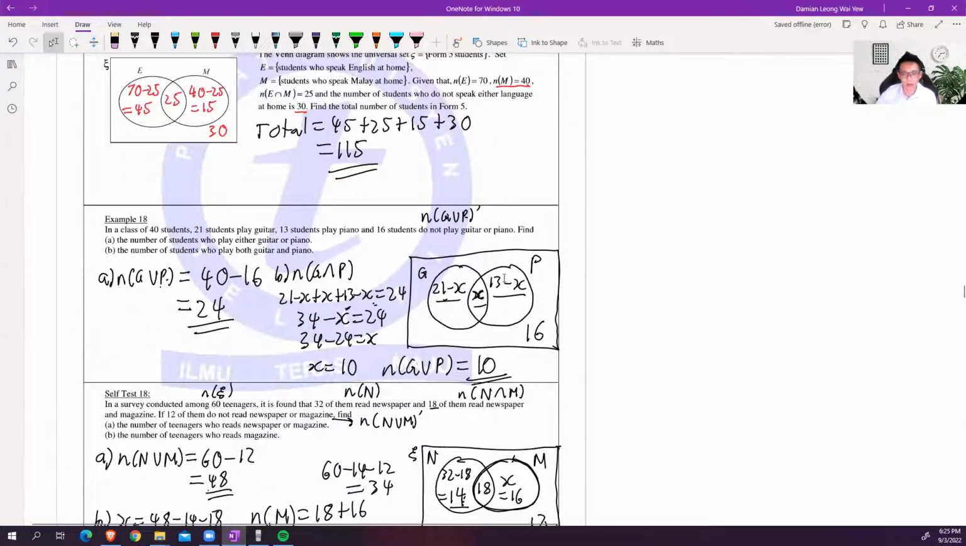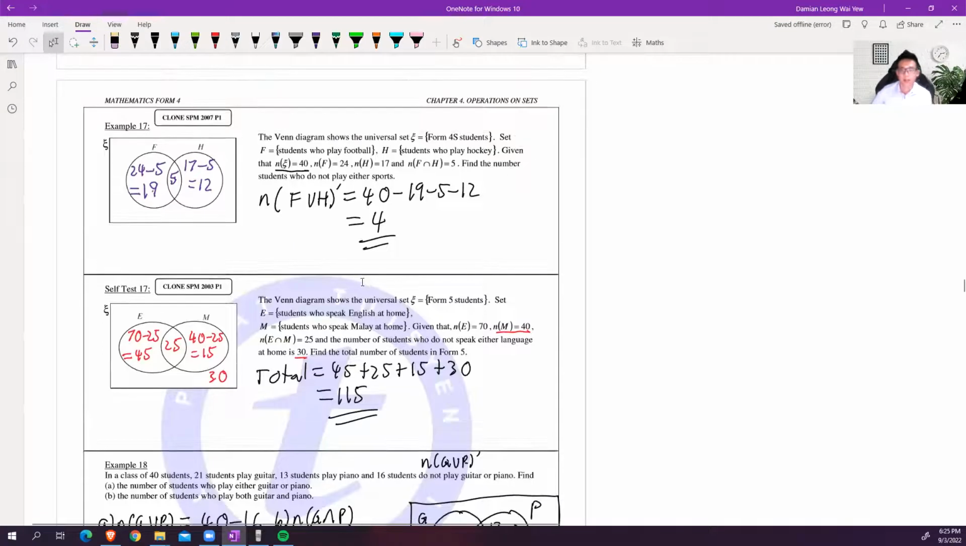Yeah, something like this. If I don't know, then I put X. Then the whole thing is 21. So here 21 minus X, whole thing 13, 13 minus X like that. Then you equate the whole thing to find the value of X. Then you know what's in each part of it. Yeah, that's quite common as well. So yeah, that's for chapter 4.